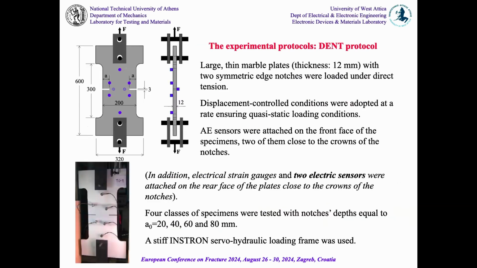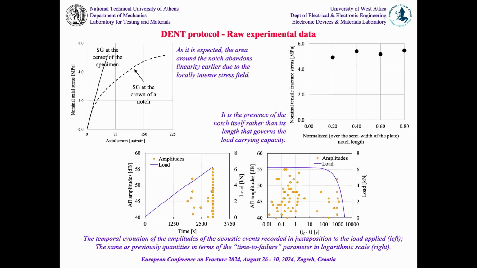The second experiment includes direct tension tests. It's a very difficult protocol. With marble specimens, it is very difficult because marble is very brittle. We have 8 sensors in this case. Again, we have notches because we would like to check, as I mentioned, whether the sources are attracted by geometrical discontinuities. You can see here the mechanical response, the stress-strain curve.